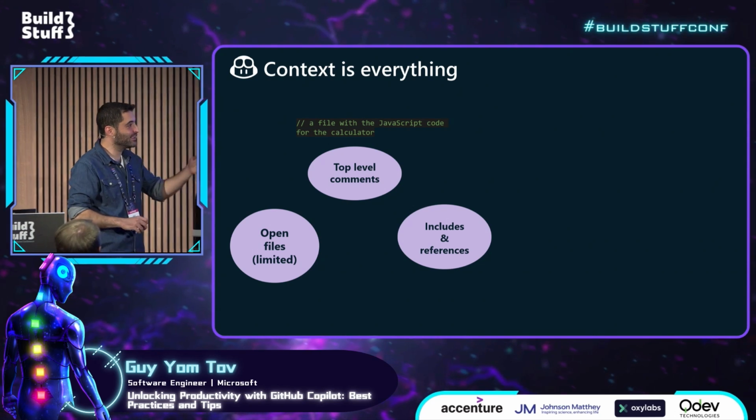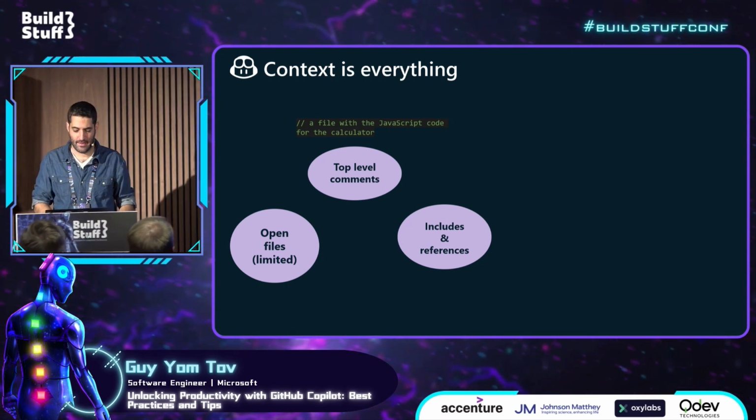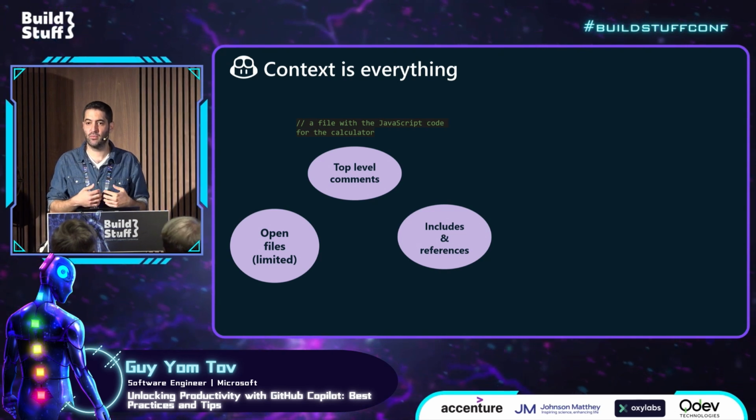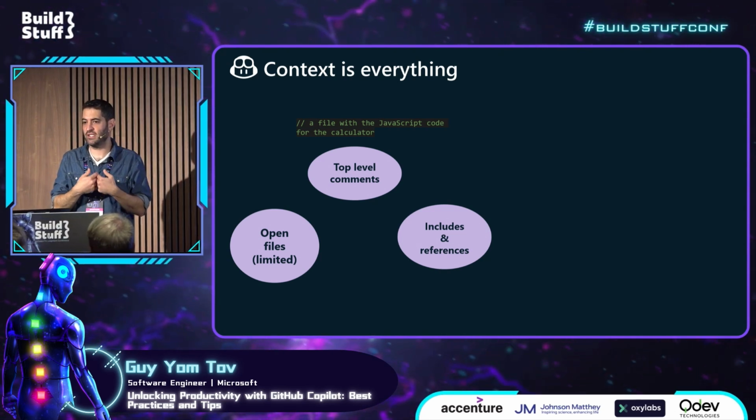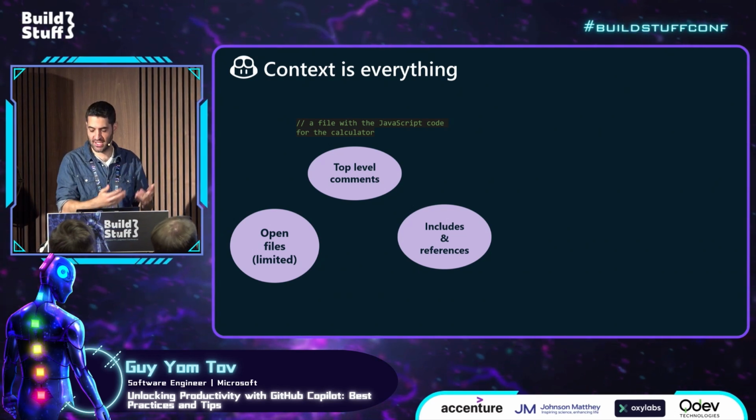Other things are the includes and the references, all the imports at the beginning of the file. It really helps Copilot understand which project you're using and which other packages you're using, and it can actually suggest code from them.